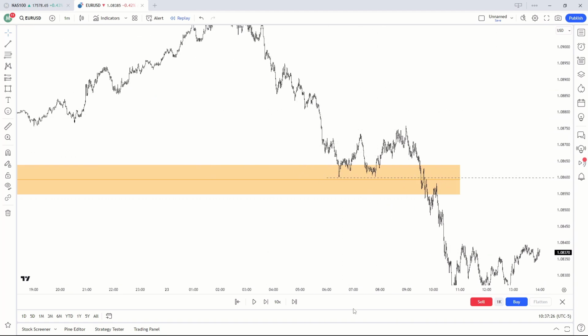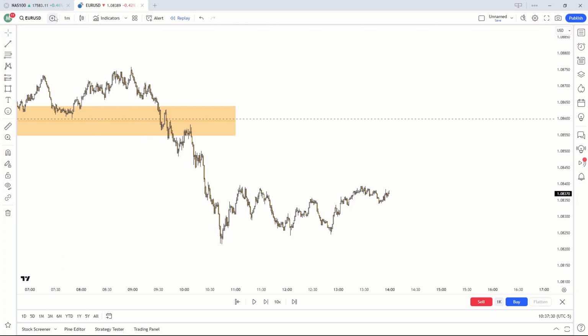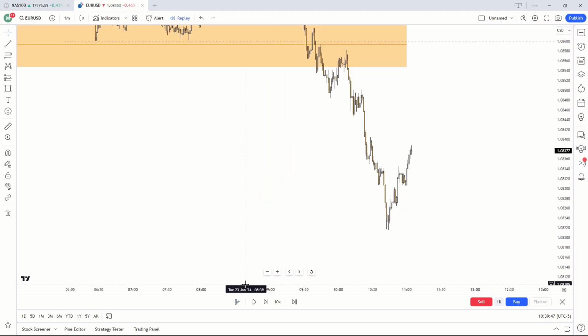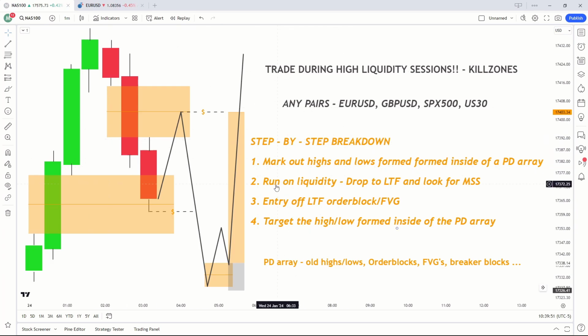So if I was on the 4 hour, I'll drop down to the 15 minute. If I was on the 2 hour, drop to the 5 minute. 1 hour, 1 minute, 1 hour, 3 minute, is all relative. So now let me replay the market a little bit to about here, to where we do get our market structure shift, which is what we are looking for, as we've got our run on liquidity to drop to our lower time frame and look for our market structure shift.